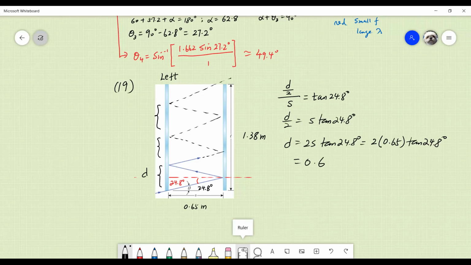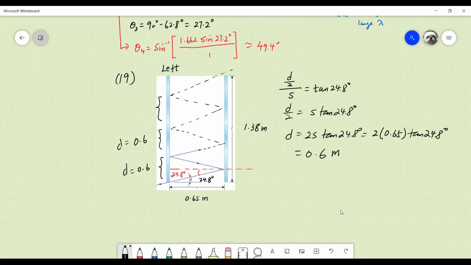Now, if he has 0.6, that will be the same thing here, right? That will be a 0.6. Then I know it's always 0.6 here. But if that's 3 times, then the total length here will be what?